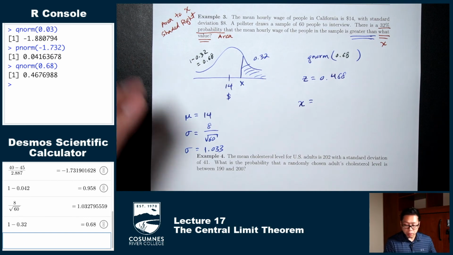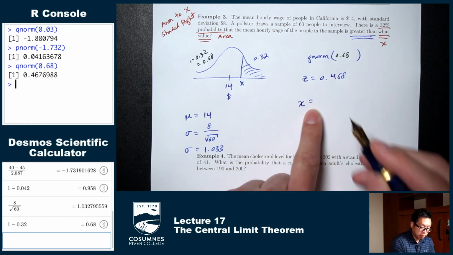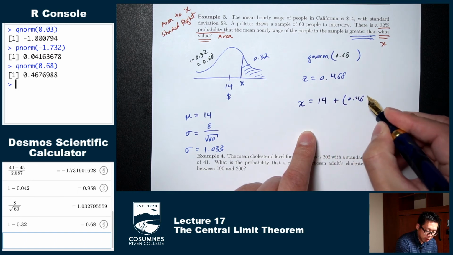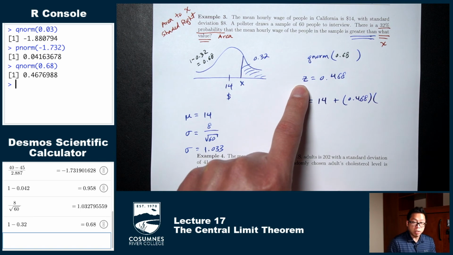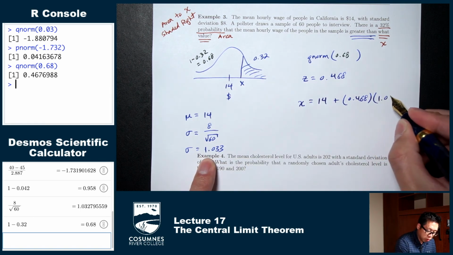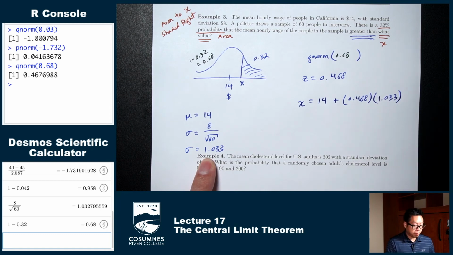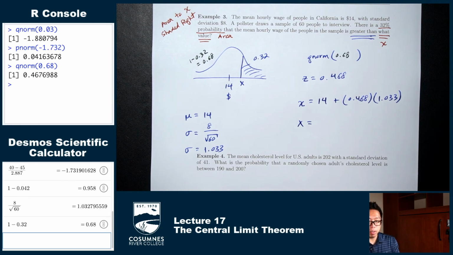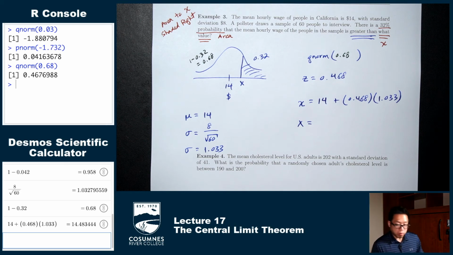So X equals mu, the mean. Our mean here is 14, plus Z, 0.468, times the standard deviation. Remember, we're going to be using our adjusted standard deviation, 1.033, and not the original. Okay, plug that into our calculator. 14 plus 0.468 times 1.033 is 14.483.